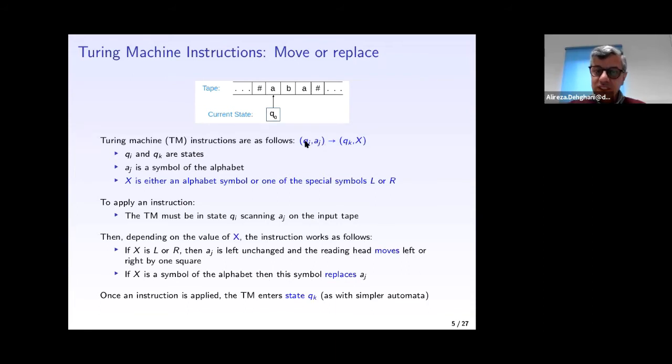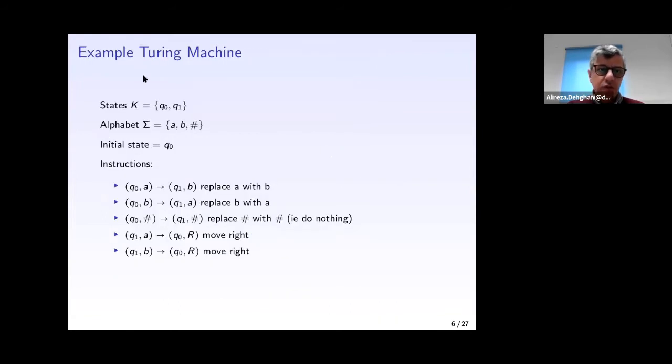From here we can see the two cases: either we leave the symbol unchanged and move, or we change it and don't move. Once an instruction is applied, the Turing machine enters state Qk, as with simpler automata. Okay, so that's the Turing machine example.